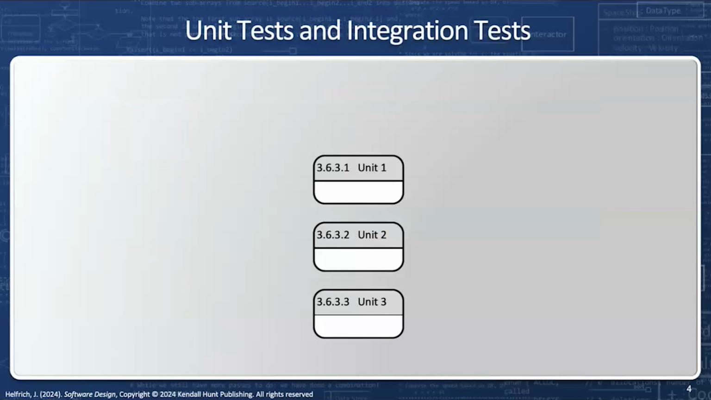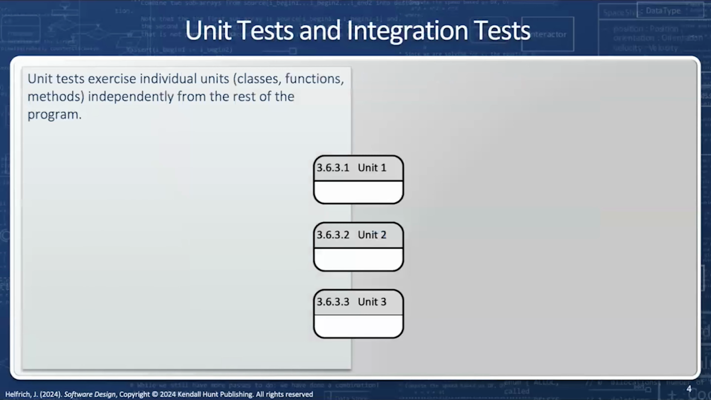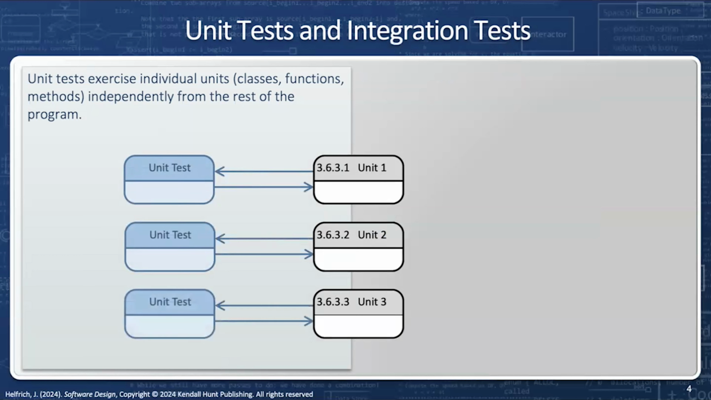Now let's take a look at how integration tests and unit tests are the same and how they're different. We're going to illustrate that with three units, unit one, unit two, and unit three. Unit tests exercise individual units, which are classes, functions, or methods, independent from the rest of the system. So I'm going to create a suite of unit tests to exercise unit one, and then unit two, and then unit three. If unit one, unit two, and unit three depend on each other, either through inheritance or composition or any other method, the goal of my unit test is to isolate those units from each other using stubs and mocks and doubles and a bunch of other techniques. So a failed unit test can be isolated to the unit with which it's associated.